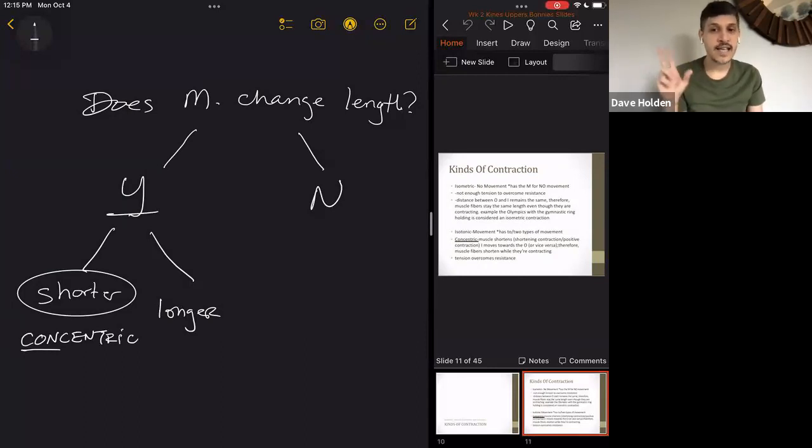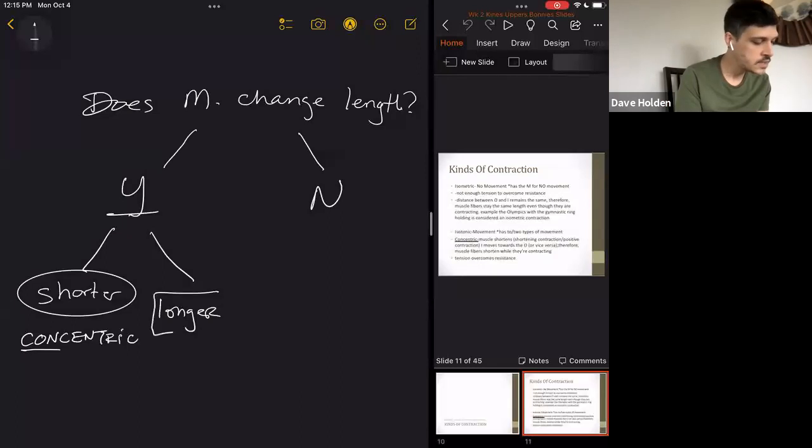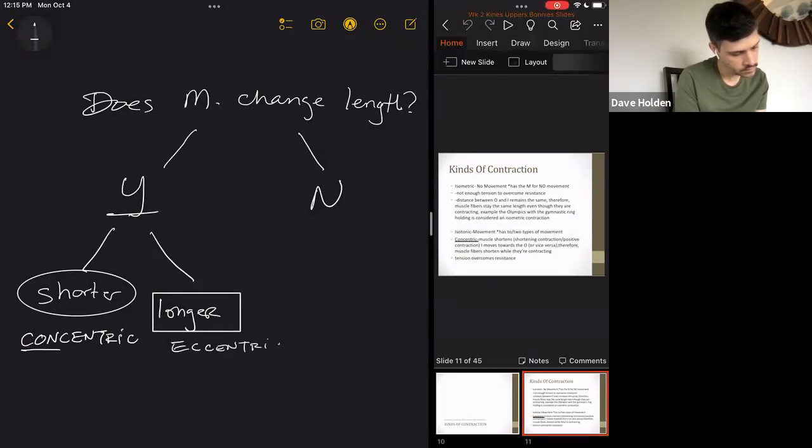But remember, guys, we also have a second option here. The muscle could contract, but it gets longer instead of shorter. This is what we refer to as an eccentric contraction. The way I like to remember this one is eccentric elongates. The muscle contracts, but it gets longer instead of shorter.